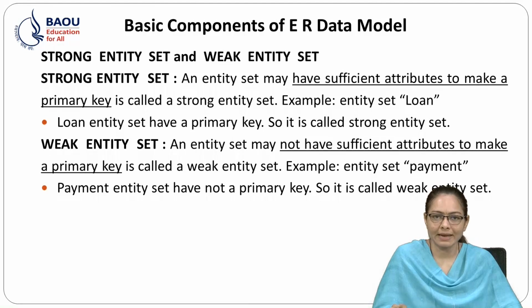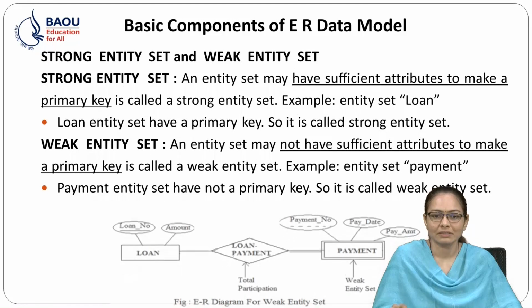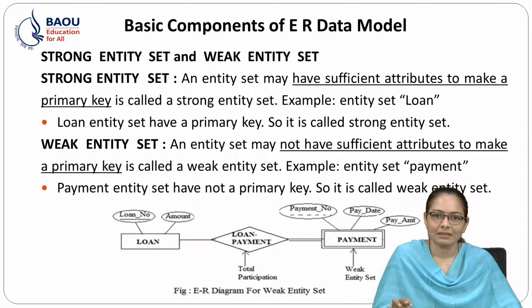The payment entity set does not have a primary key, so it is called a weak entity set. Here, in the example, the loan entity has the attributes loan number and amount, and the payment entity set has the attributes payment number, payment date and payment amount. The loan has a loan number, which is unique. It contains unique data, so we can make the loan number a primary key.